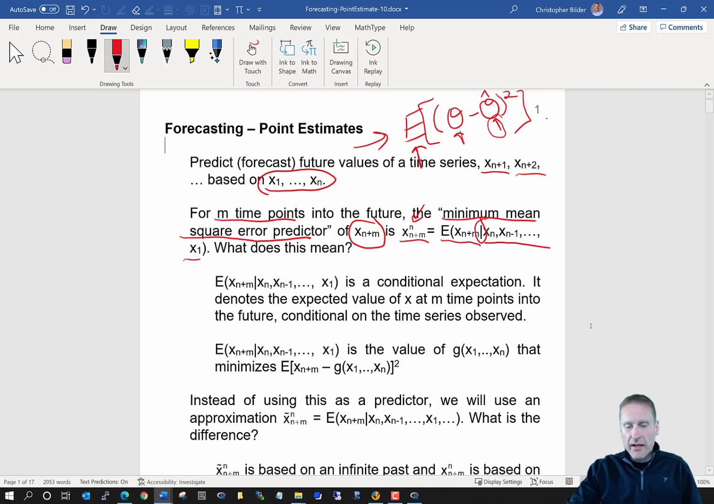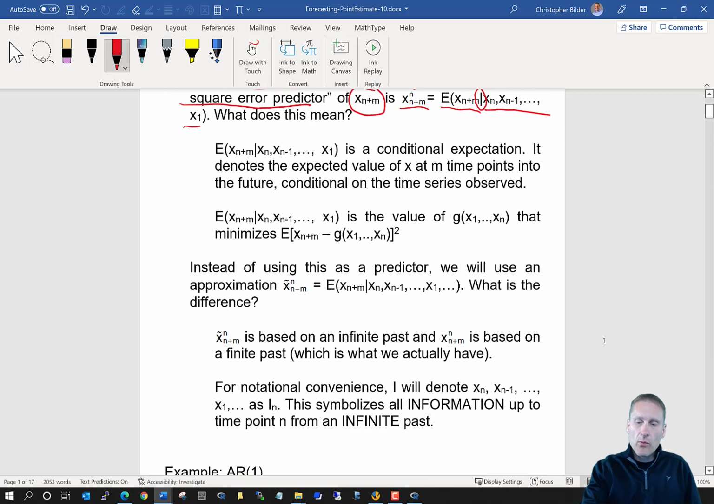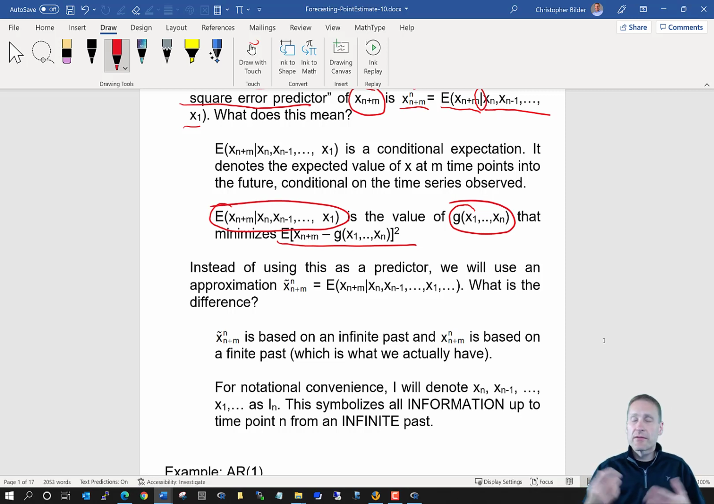And for our particular case here, we're looking for some function of our data such that the mean square error is minimized. And it just so happens it ends up being this expected value, which I think in the end is quite intuitive. What would I expect x of n plus m to be given my past data?